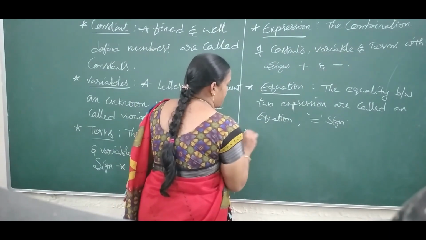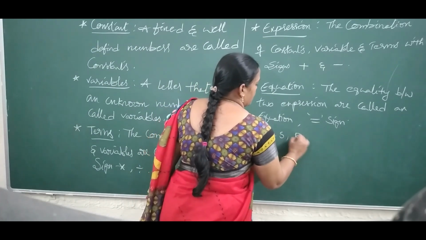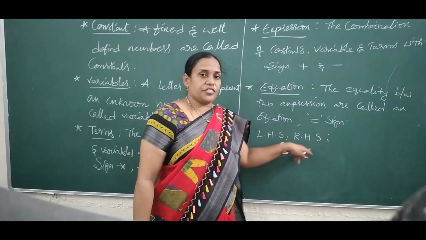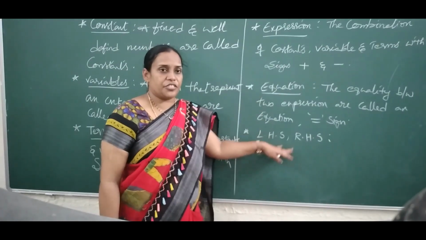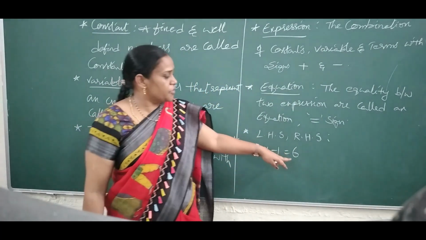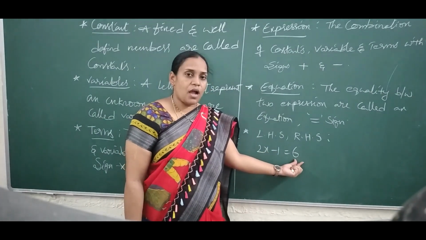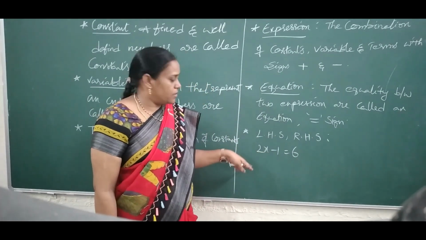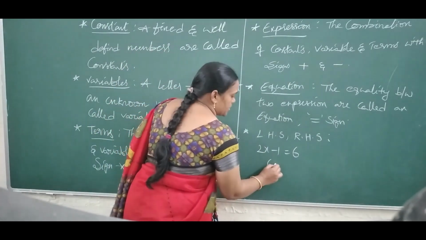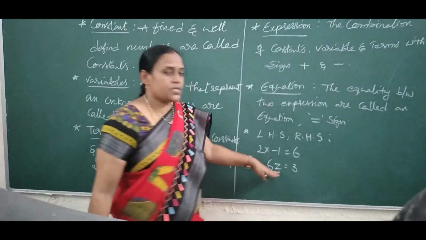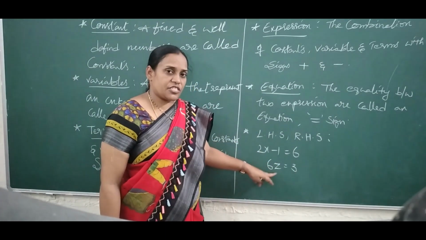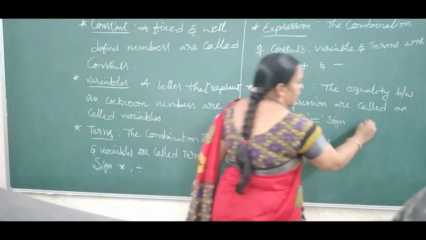Next, LHS, RHS. The right hand side is RHS. The left hand side is LHS. See one example: 2x minus 1 is equal to 6. What is on the right hand? 6. So it is RHS. What is on the left hand? 2x minus 1. So it is LHS. See another example: 6z is equal to 3. Which is RHS? 3 is RHS. Which is LHS? 6z is LHS.